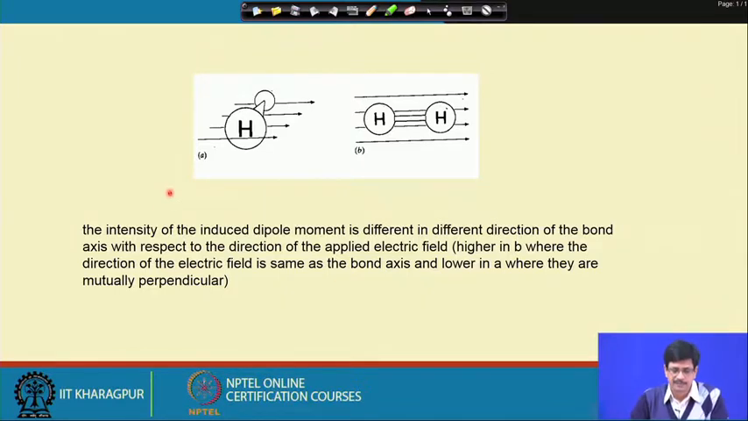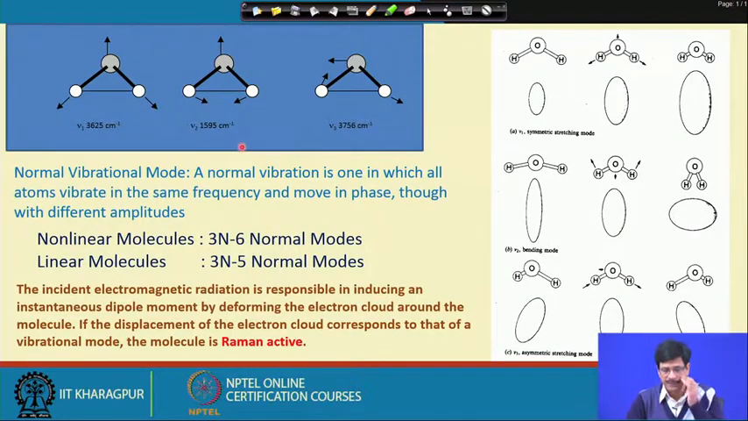So, this is a pictorial presentation of what happens. Suppose we have a molecule of hydrogen in which the bond direction is perpendicular to the paper, and the direction of the electric field is shown by the arrow in one case, and in the other case the direction shown is parallel. Here the intensity of the induced dipole moment is different in different directions of the bond axis with respect to the direction of the applied electric field. In case B, it is higher, where the electric field is parallel to the bond axis, and it is lower in the case where it is perpendicular.